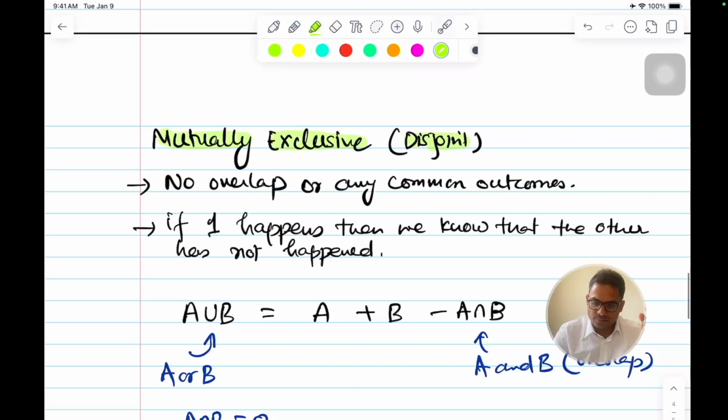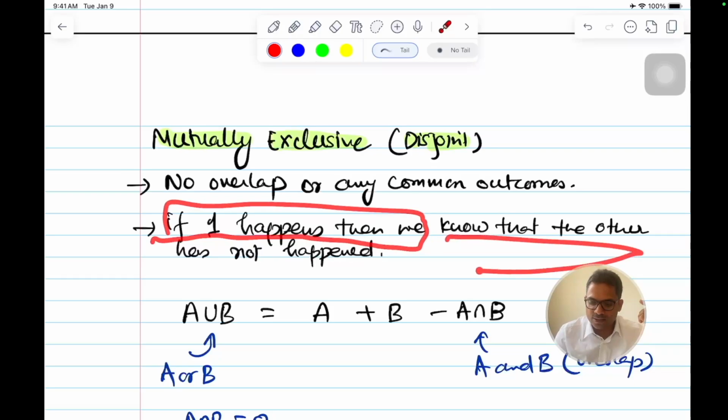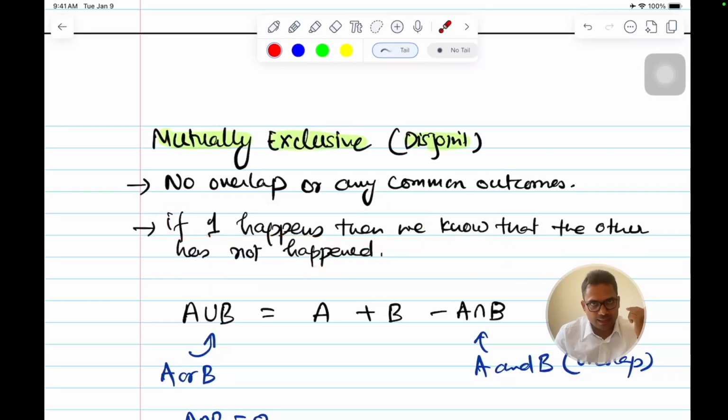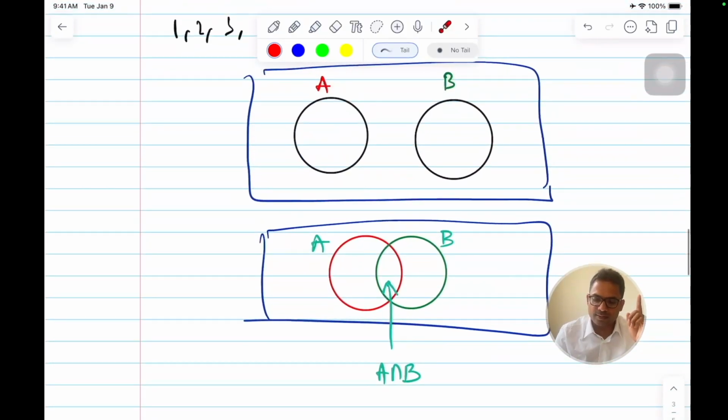Here, check the wordings. In mutually exclusive events, we say if one happens, then we know that the other has not happened. So that's the understanding. Things are very close, but understand the distinction. If A has happened, then we know that B has not happened. But in independent events, if A has happened, then I don't know anything about B.